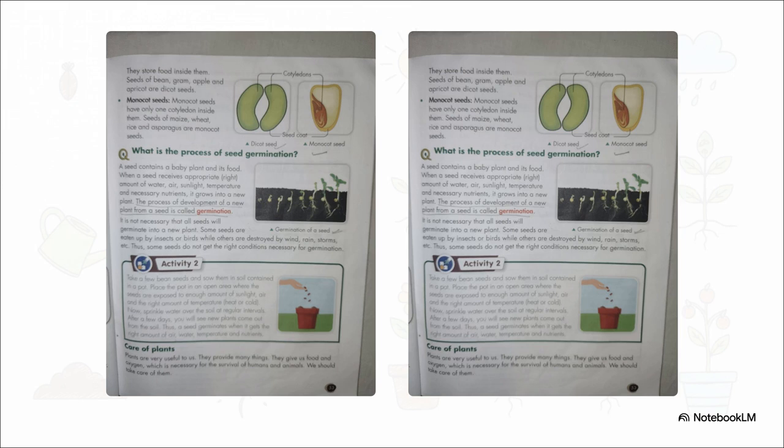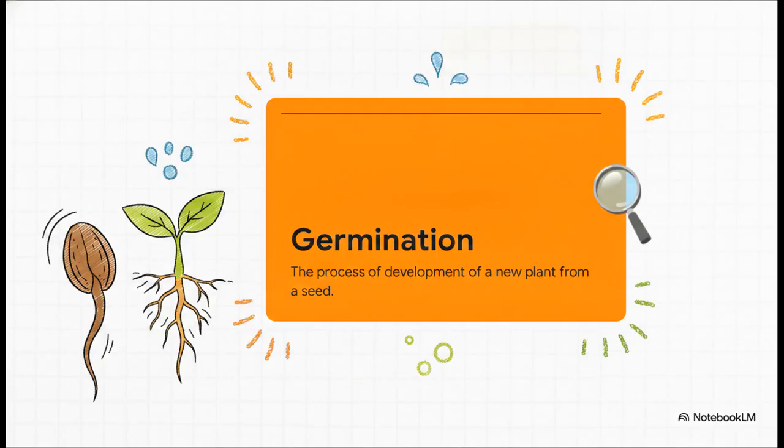Over on the right, you see a monocot seed. Mono meaning one. It only has a single cotyledon inside. Maize, wheat, and rice fall right into this category. But hey, whether it's a dicot or a monocot, the end game is exactly the same: germination. This is defined as the process of development of a new plant from a seed. It's that magical, delicate moment where a dormant seed transforms into a living, actively growing organism.